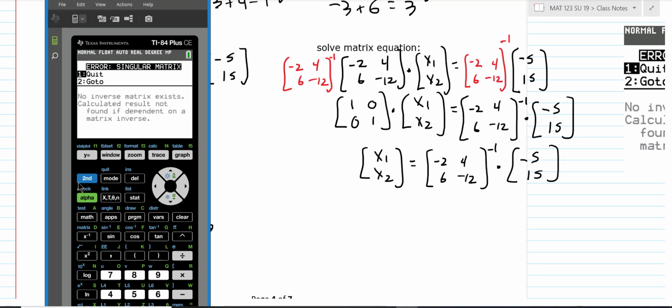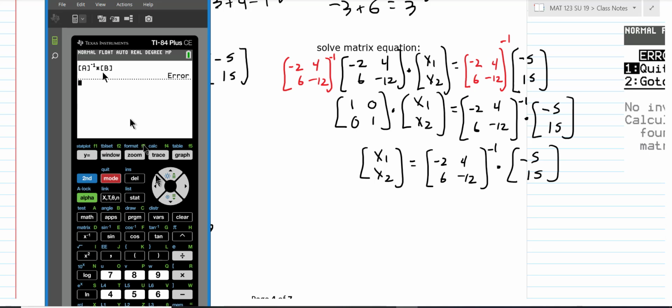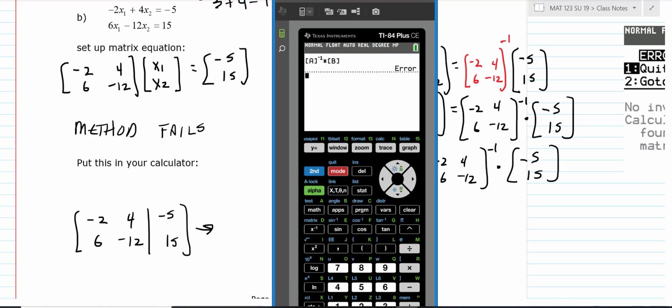All right, so I'm going to clear this off. And then we're going to just put this in a brand new matrix. So I'm going to go second matrix. And let's edit. Let's put this one in C. It's a different size.